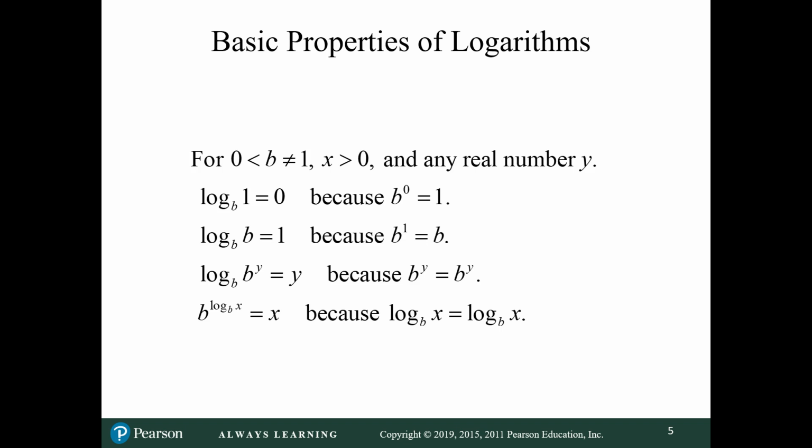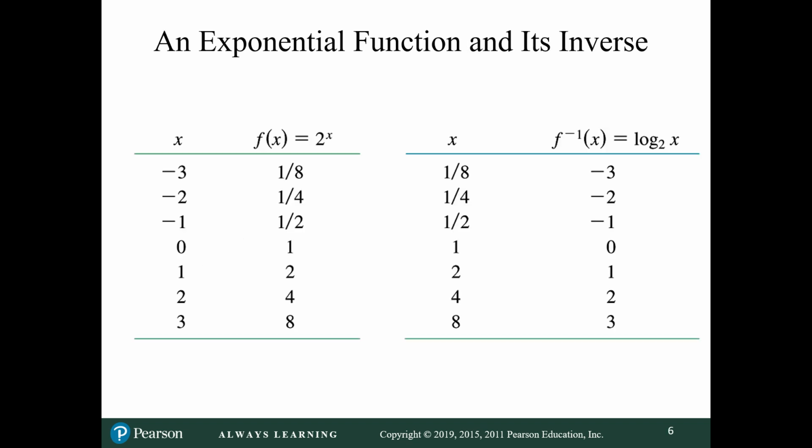All right. So log base b of 1 equals 0, because b to the 0 power equals 1. Log base b of b has to equal 1, because b to the first equals b. So b to the log base b of y is y, because b to the y equals b to the y. And a base to a log power is just that number. Okay? You'll get this a lot better once we start doing problems with numbers.